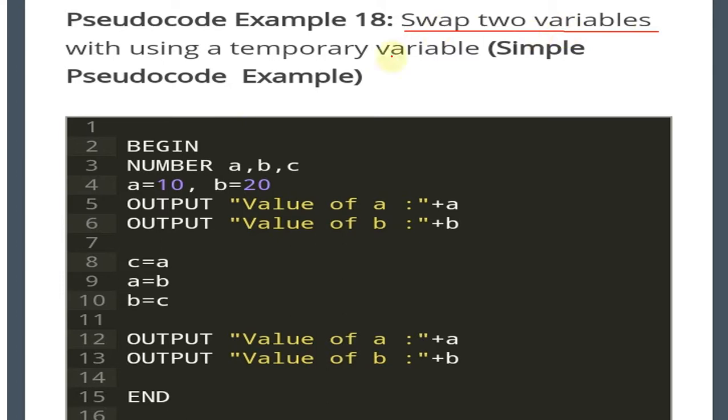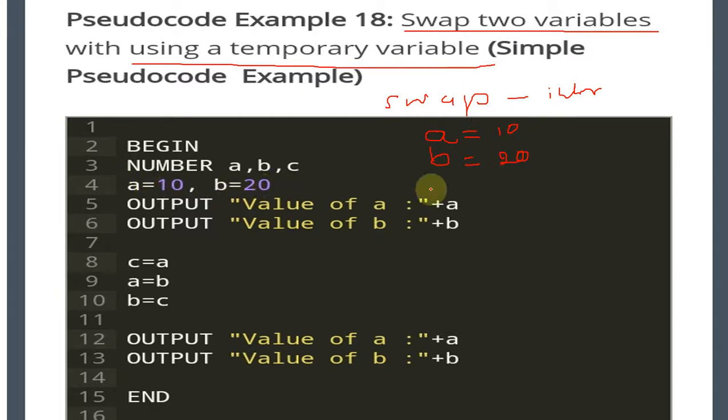Swap two numbers or two variables using a temporary variable. What do you mean by swap? Swap means interchange. Say A will have one particular value and B will have another value. Say A equal to 10 and B equal to 20. After swapping, this 10 will be here and this 20 will be here, meaning 10 and 20 will be interchanged: A equal to 20, B equal to 10.